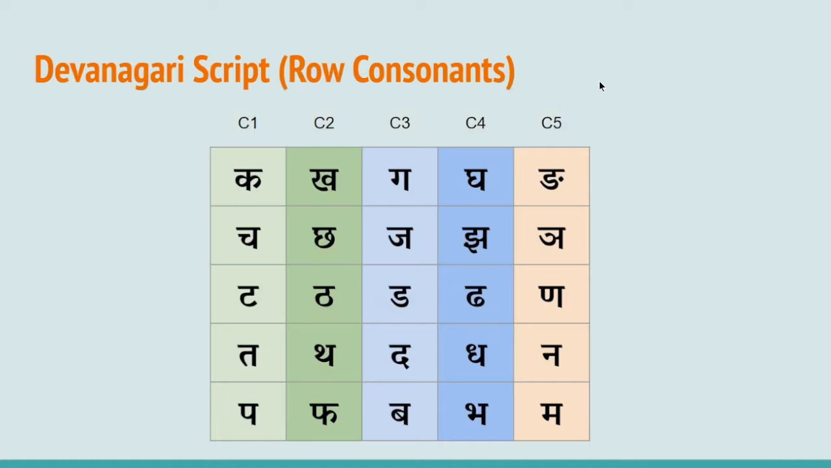Ka, cha, ta, ta, pa. Can you read C3 and C4? Okay, ma'am. Ga, ja, da, da, ba. Kha, cha, da, tha, pa. Then the C5? Nga, nya, na, na, ma. Okay, thank you.